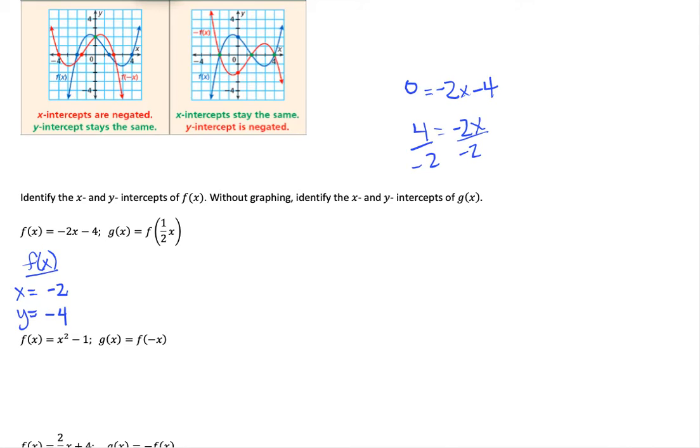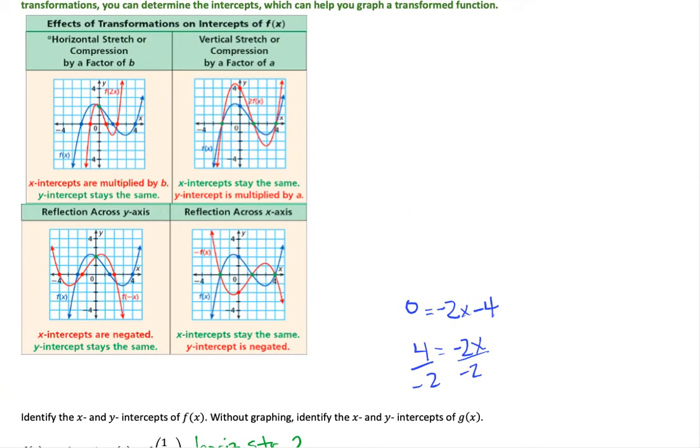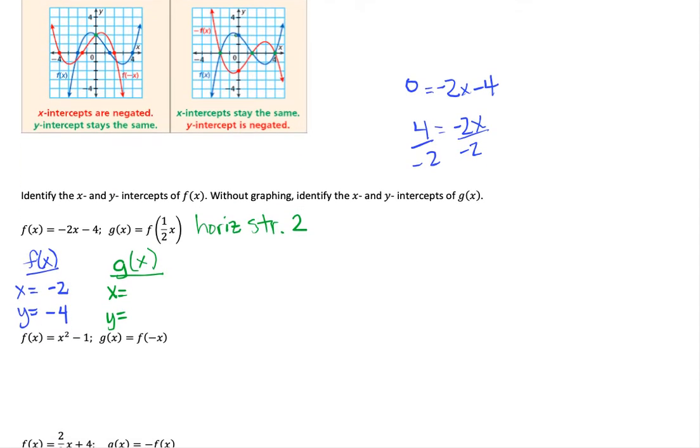Now that I have that figured out, I'm going to decide what my g of x intercepts are going to be. To figure that out, I have to decide what the transformation is. The transformation is a horizontal stretch by 2. So I'm going to go up to my rules, and it says right here, if you have a horizontal stretch or compression, your x-intercepts are multiplied by that factor, but your y-intercepts stay the same. So my x-intercepts are going to be multiplied by that factor of 2.